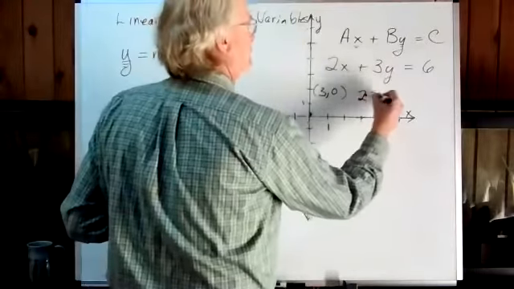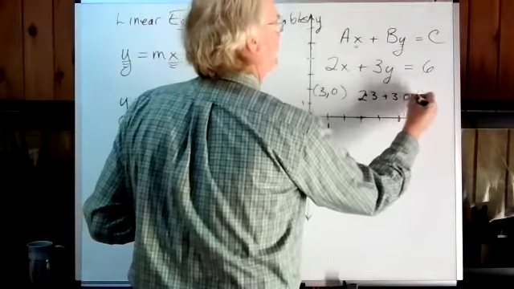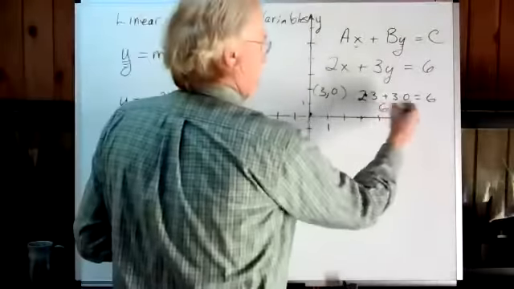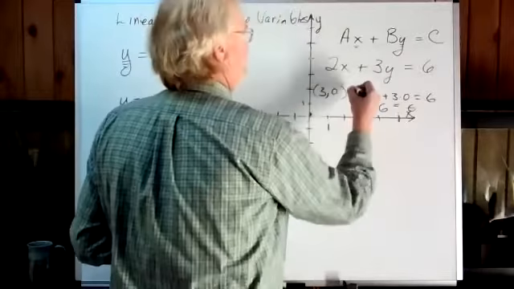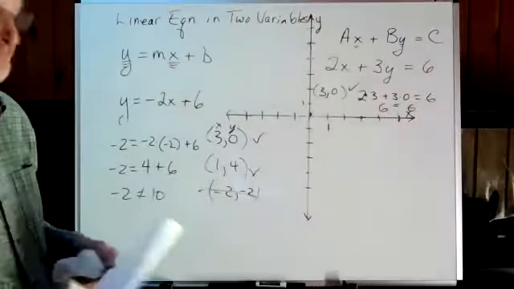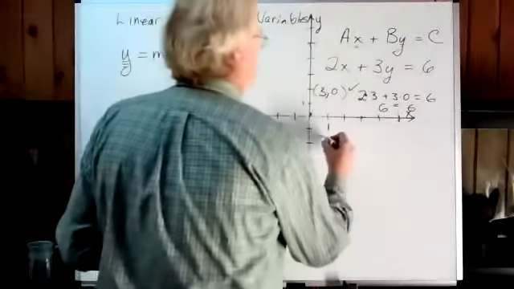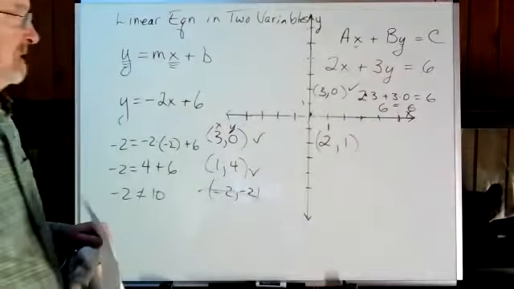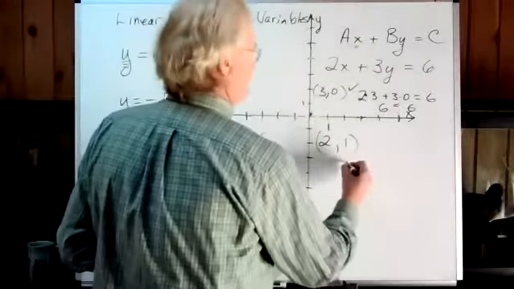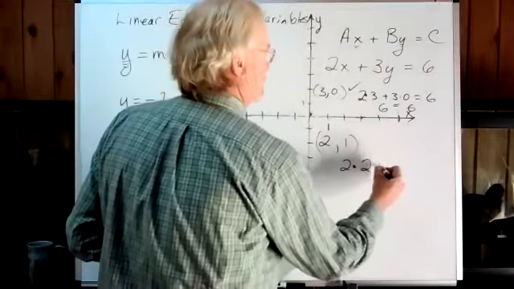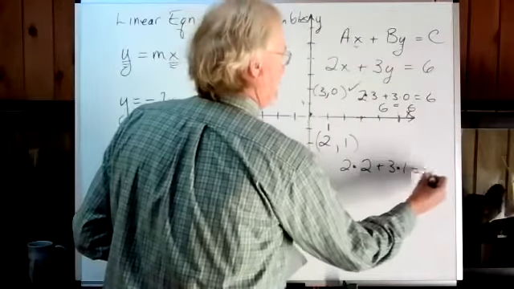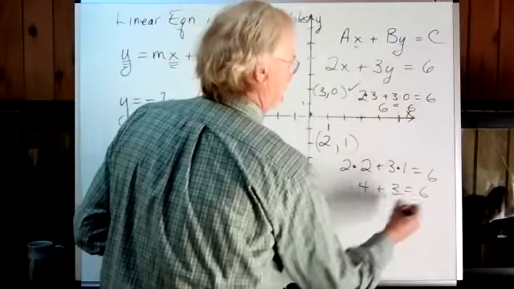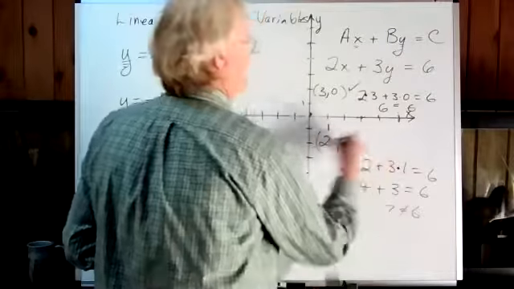2 times the 3 plus 3 times the 0. Does that equal 6? Yeah, I'm going to get 6 plus 0. 6 equals 6. Yep, that one's a solution. How about, say, a (2, 1)? If I put in a 2 for x, 2 times 2 plus 3 times 1, does that equal 6? 4 plus 3, nope, that one's not a solution.